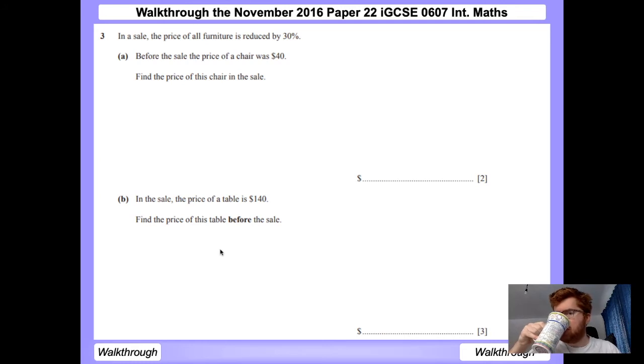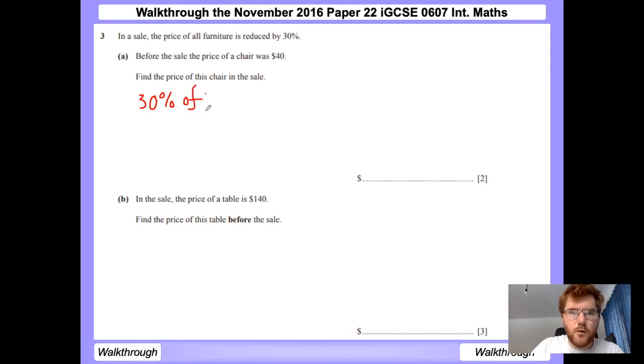So let's continue. Question 3: in a sale, the price of all furniture is reduced, so it goes downwards, by 30%. Before the sale, the price of the chair was $40, and now we want to work out the price of the chair in the sale. So we want to work out, first of all, 30% of 40.